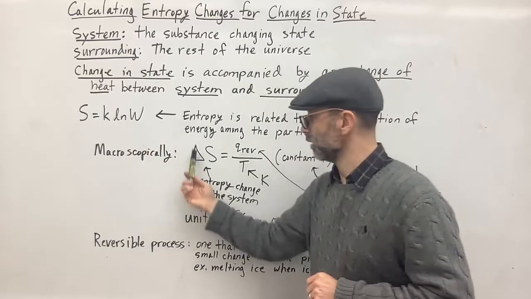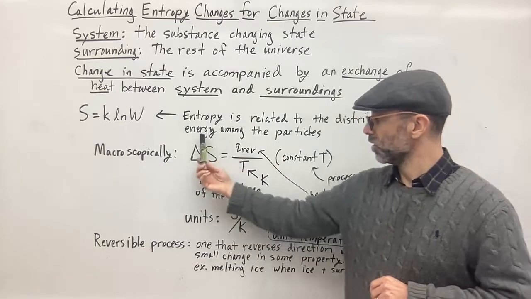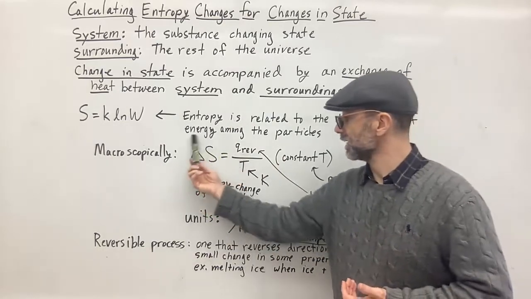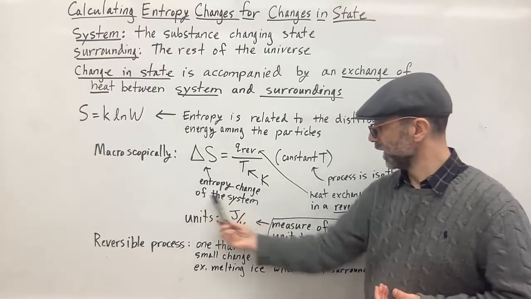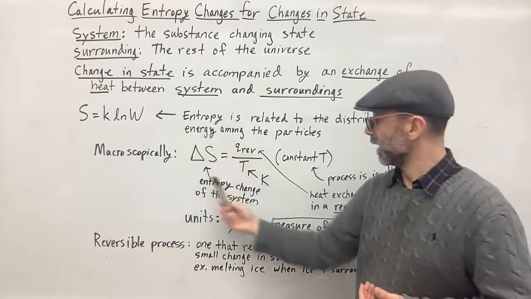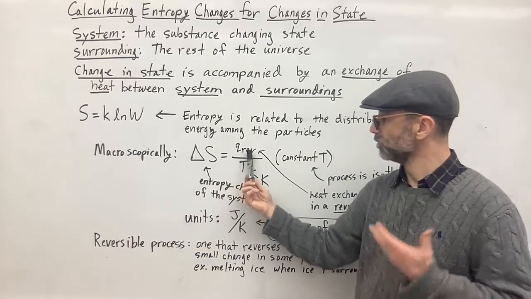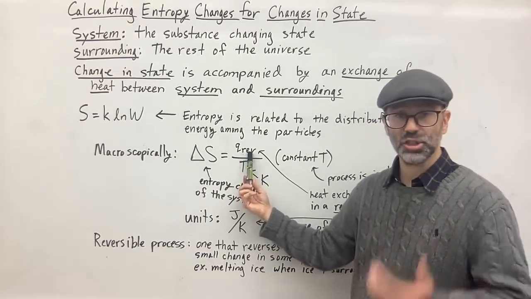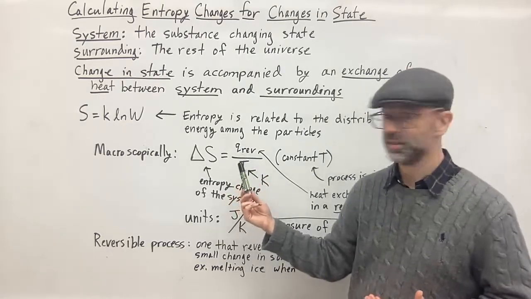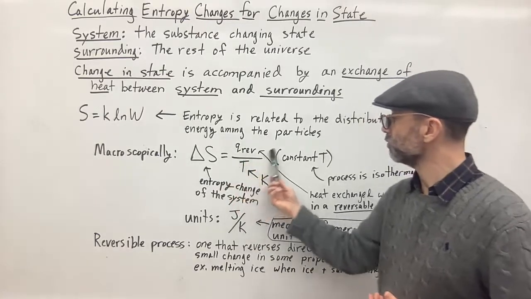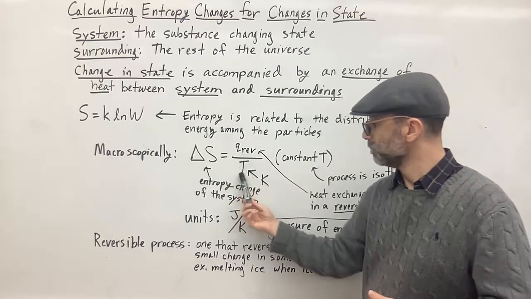So macroscopically, we can mathematically look at or calculate the change in the entropy of the system. So delta S is the entropy change of the system in this manner. So the change in entropy of the system is going to be equal to the amount of heat or energy that's exchanged for a reversible process. I'll talk about reversible processes in a moment. So it's the amount of heat exchanged during a reversible process divided by the temperature in Kelvin.